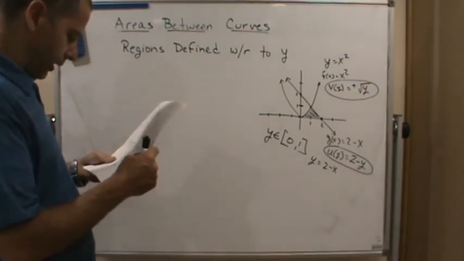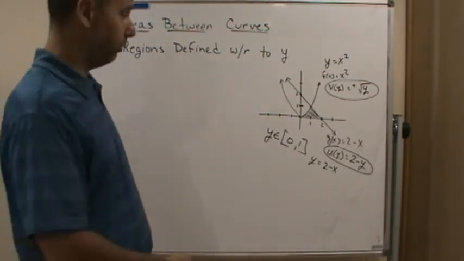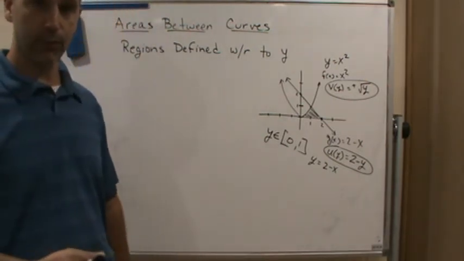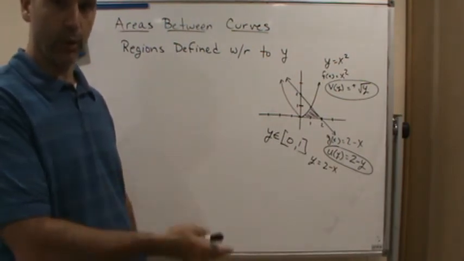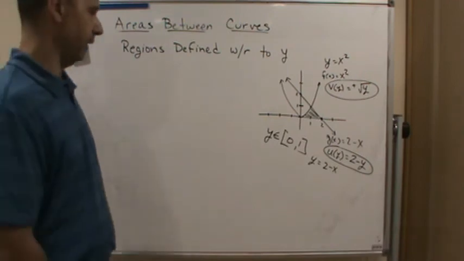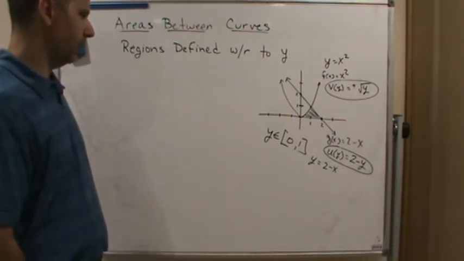Okay, again, these have to be continuous functions over the interval, right? So all the other things for the definition and theorems still apply, but now we're going in the y direction instead of the x direction. Okay, and that's about it.